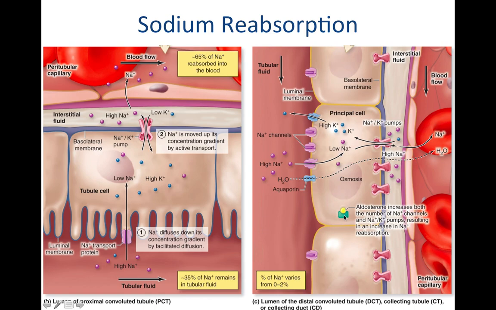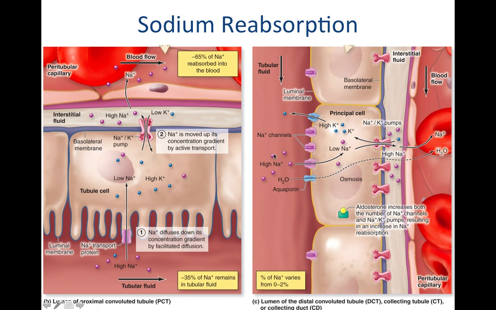So the way that aldosterone works in these cells is you have sodium-potassium pumps. So you have more sodium-potassium pumps, so you're continuing to pump more and more sodium into the cell. You're also going to create more sodium channels and more aquaporins. Aquaporins are specialized channels for water that help you to reabsorb more water through osmosis.